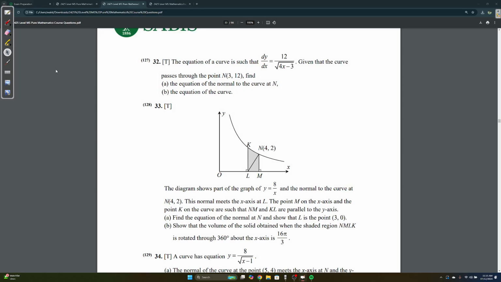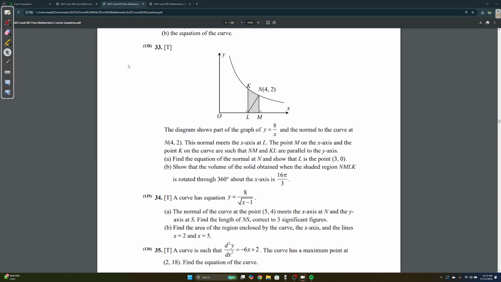Okay, 33. The graph of y equals 8 over x and the normal to the curve at N, 4 comma 2. The normal meets the x-axis at L. Okay, so the normal to the curve, so I guess this makes a right angle. Whatever. It meets the x-axis at L. Let's see what else. The point M on the x-axis and the point K on the curve, such that NM and KL are parallel. Okay, so these two are parallel to each other. Okay, I can put it like this.